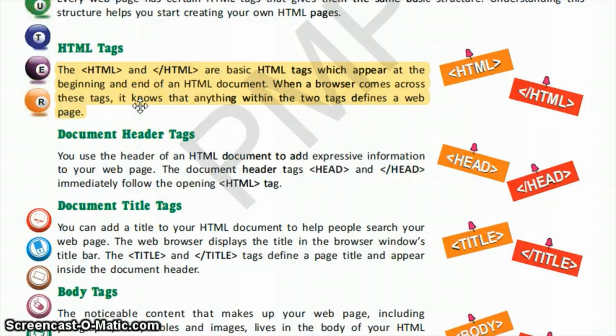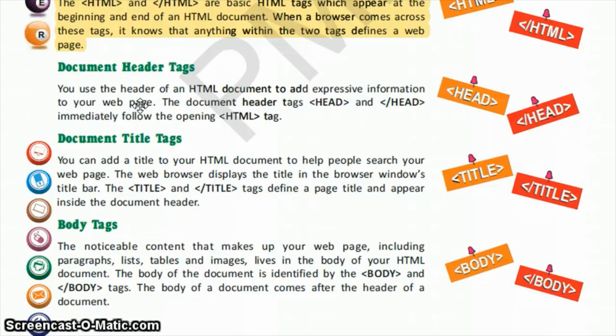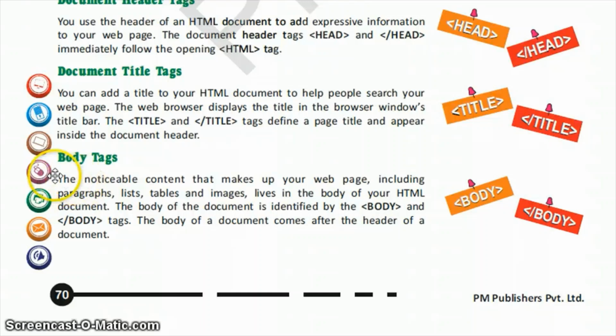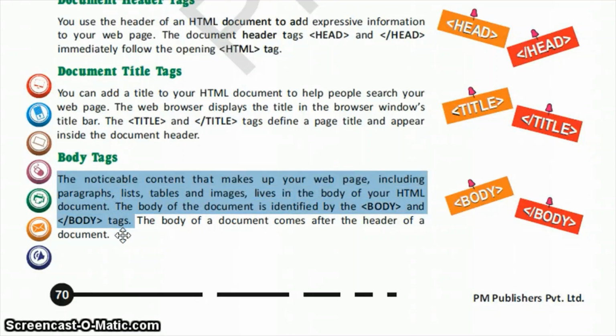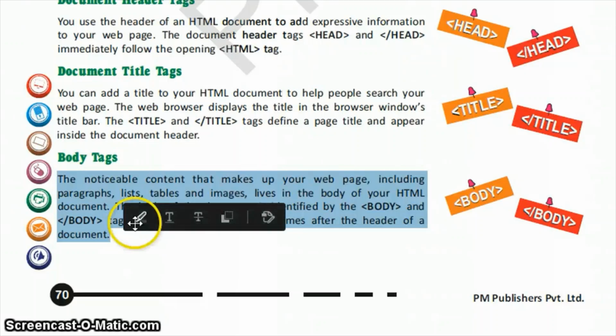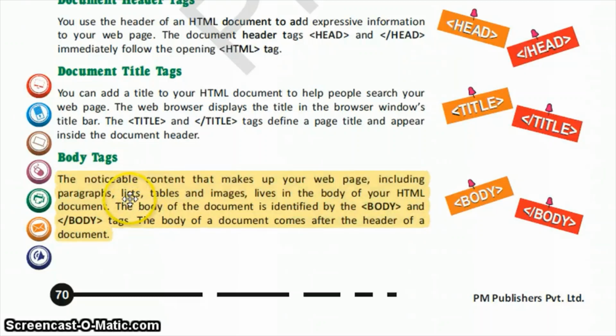Now the second define is body tag. So here is the body tag. The noticeable content that makes up your web page, including paragraph, list, tables, anything, your HTML document. The body of document is identified by the body tag, and the body of document comes after the header of a document. So this is about the body tag.